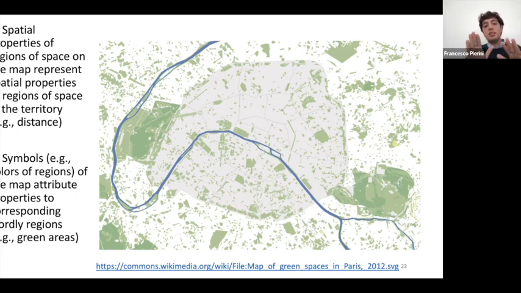So some map regions are colored with different colors, and these colors express or attribute properties to corresponding regions of the world. So green, for instance, attributes the property that there is a green area there.